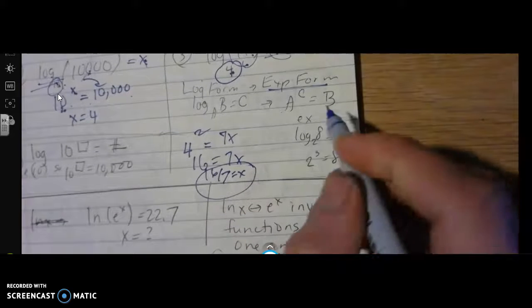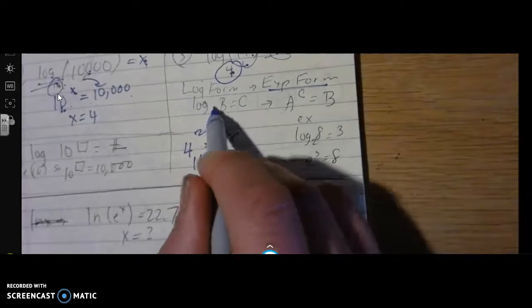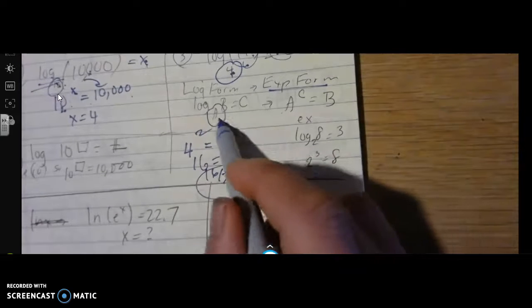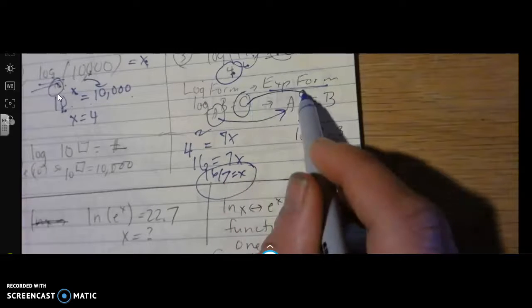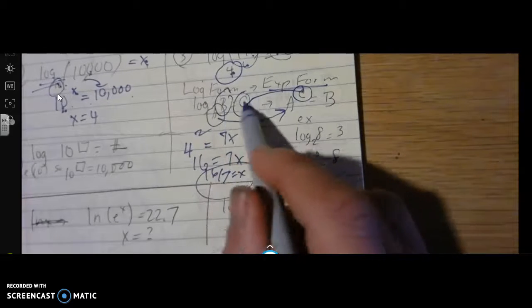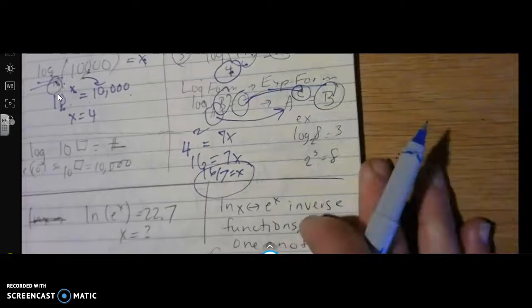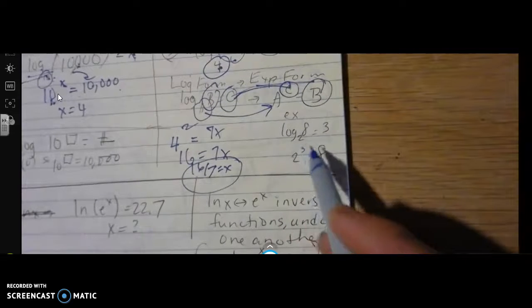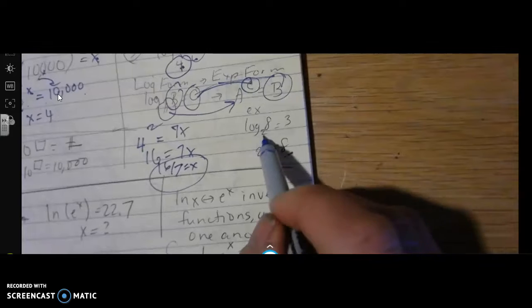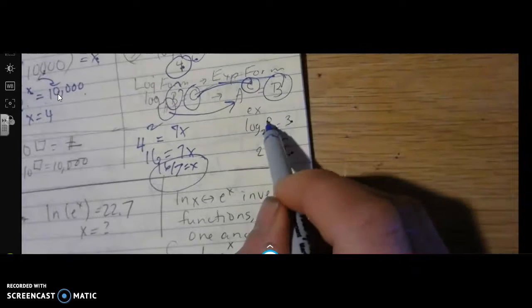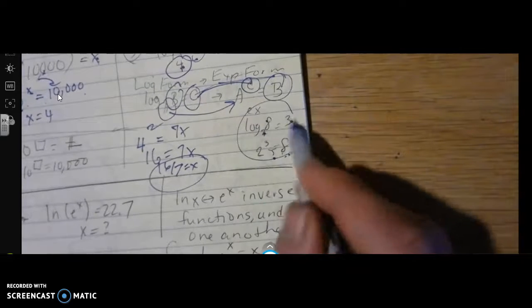The general rule here when you're changing the form is that the base stays the base, the logarithm becomes the exponent, and the number you're taking the log of just goes to the other side. An example to remember is something like this, because you know that 2 to the 3rd equals 8. I always remember that example in my head. It helps me figure that out.